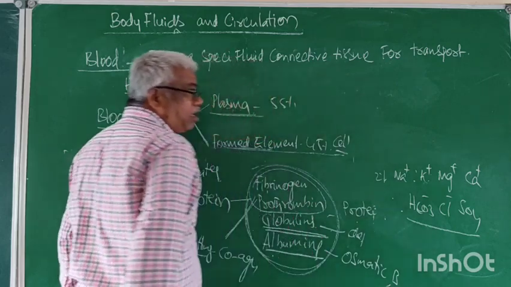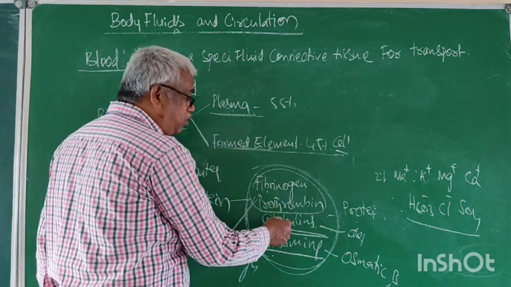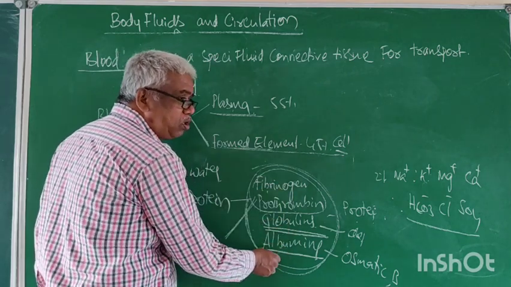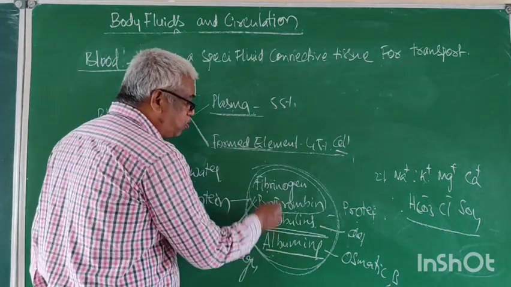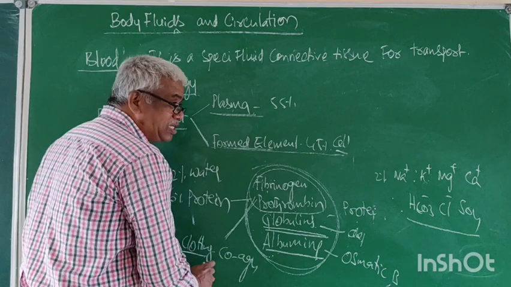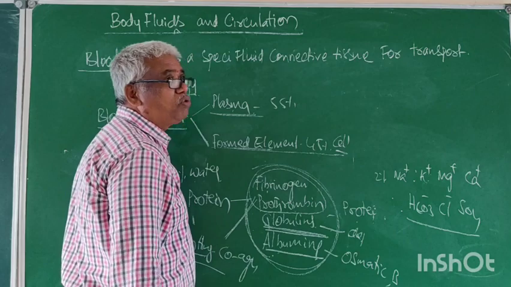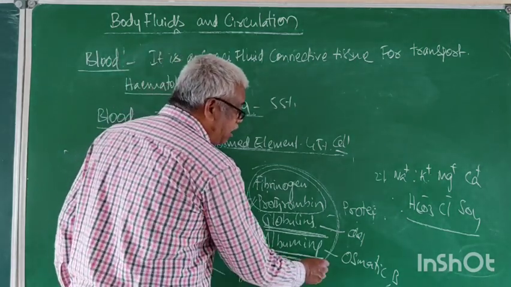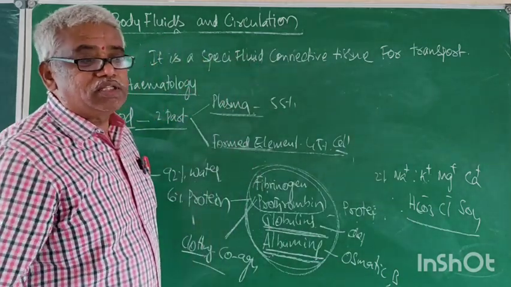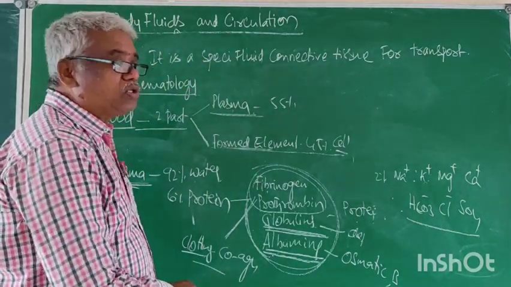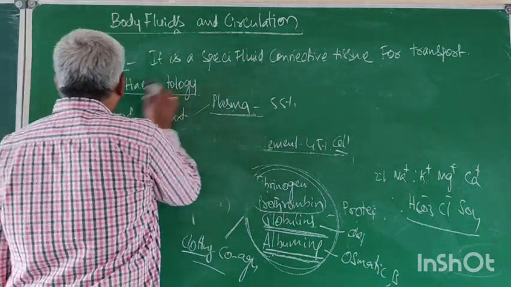Name the plasma proteins: fibrinogen, prothrombin, globulin, albumin. These are the four plasma proteins. Organic or inorganic? Organic. Among these four, the first helps in coagulation, the next helps in defense against foreign molecules, and albumin helps in osmotic balance. The electrolytes help in various mechanisms, that is the charge. Now come to the formed elements.